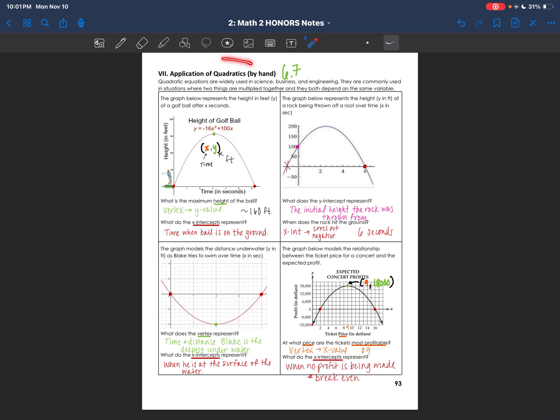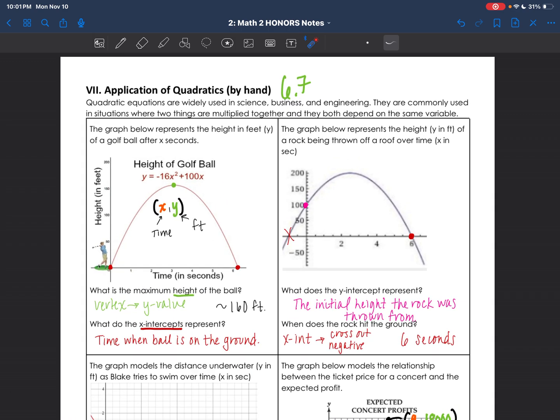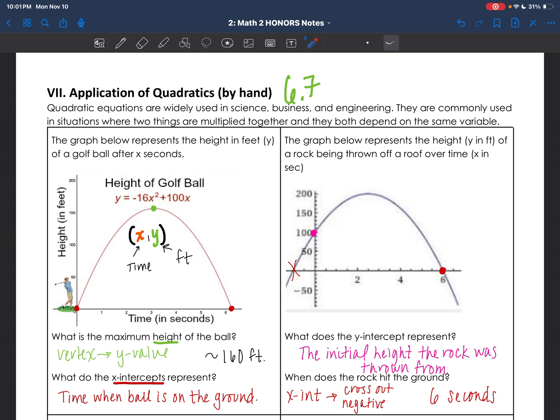All right, today we're going to talk about our applications of quadratics, and these are ones that we're going to do by hand. And so quadratic equations are widely used in science, business, and engineering. They're commonly used in situations where two things are multiplied together and they both depend on the same variable.